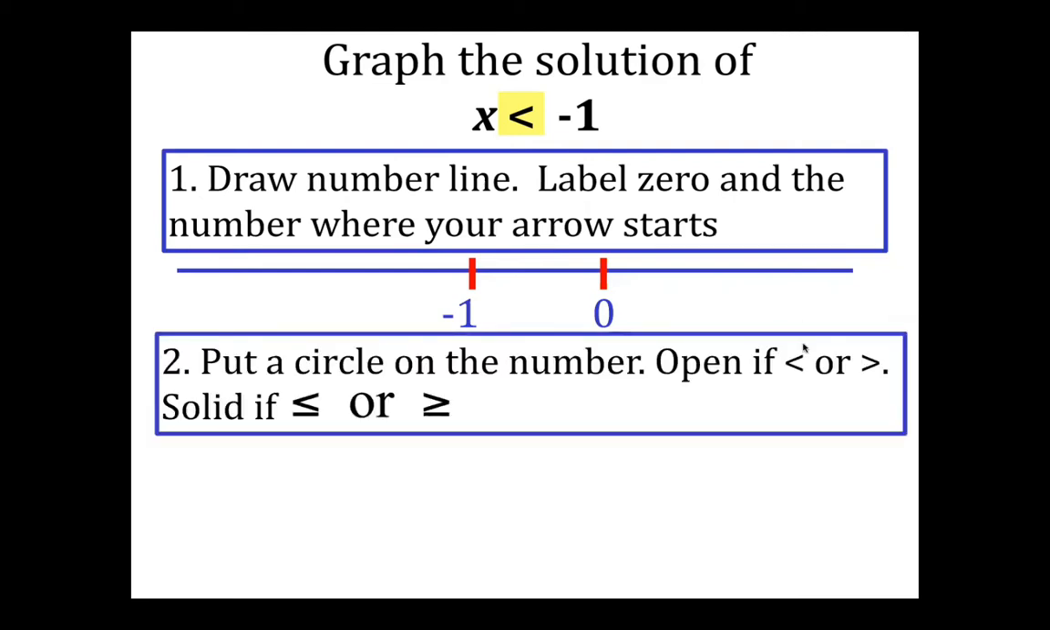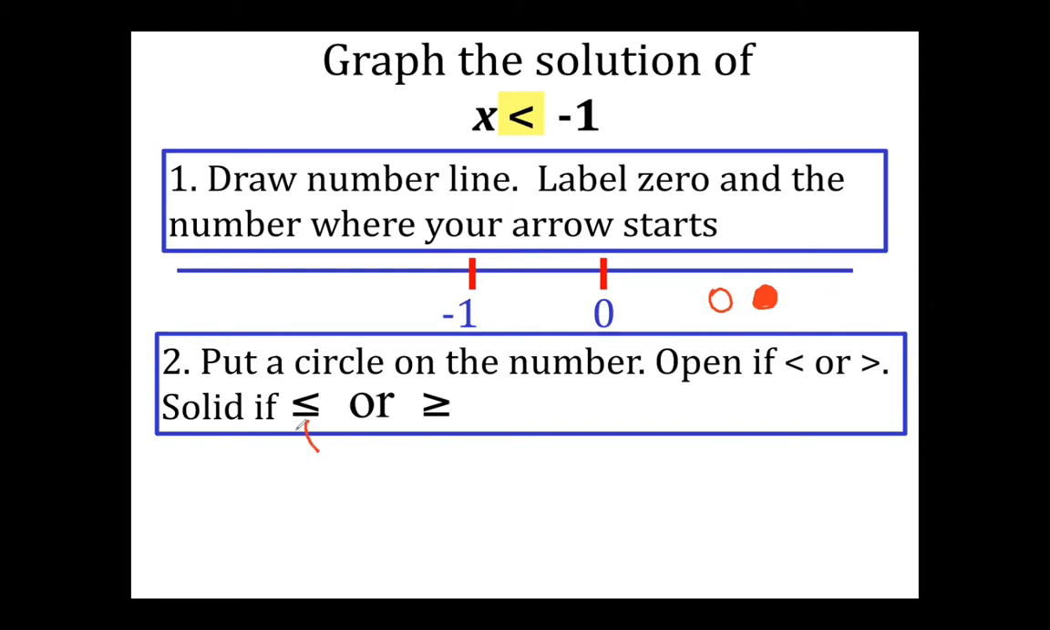Second step is to put a circle on the number. So you're going to plot a point at the number. It's either going to be open or solid. When we say solid, it's going to be closed. So an open circle, for example, would just look like this, or you'd have a colored in circle that would look like this. The difference is in the inequality symbol. It will be open if you have less than or greater than, or solid if you have less than or equal to, or greater than or equal to.